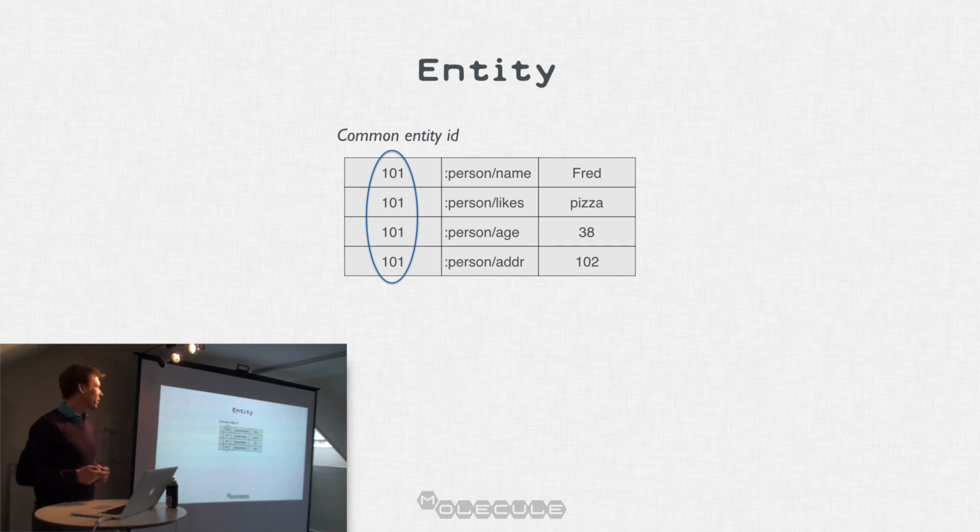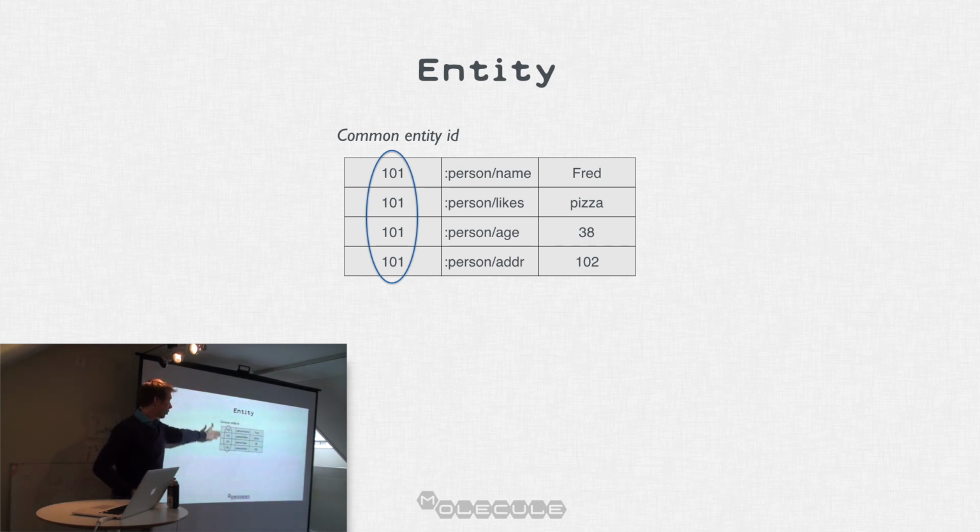So if you look at an entity, what an entity is, then it's basically a group of facts which has something in common, and that's the entity value, which I just put in a random number, 101. So you have like 4 facts. So the first fact is a person name, which is Fred. So the value is Fred, the attribute is person name, and the entity ID is 101. So the next fact also has entity number 101. So they all share this, which makes them an entity because they're tied together by the entity ID.